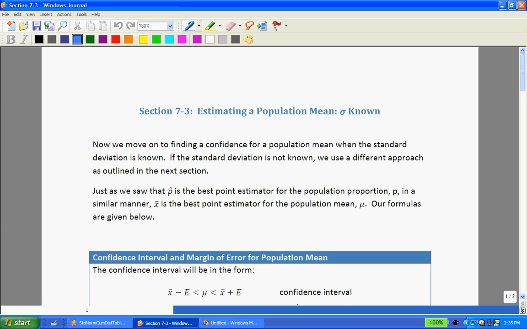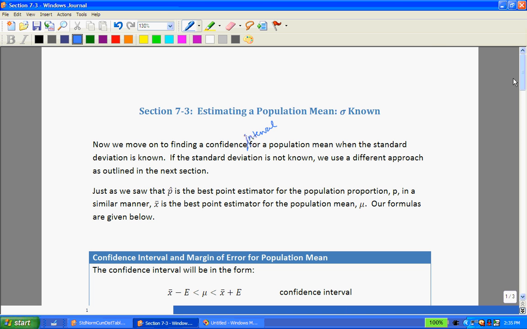Section 7.3, Estimating a Population Mean, Sigma Known. Now we move on to finding a confidence interval for a population mean when the standard deviation is known. If the standard deviation is not known, which is often the case, we use a different approach as outlined in the next section. Now, just as we saw that p hat is the best point estimator for the population proportion p, in a similar manner, x bar is the best point estimator for the population mean mu.